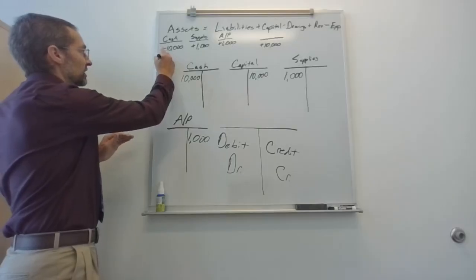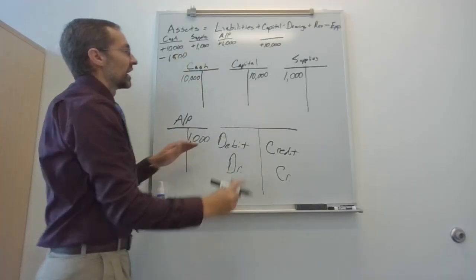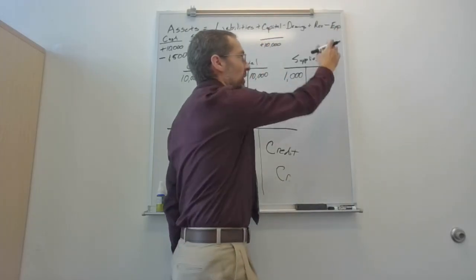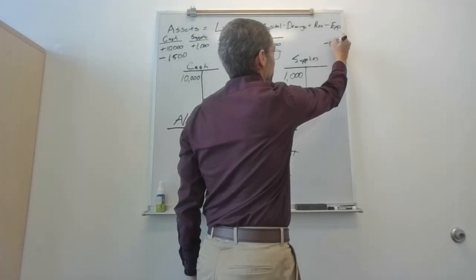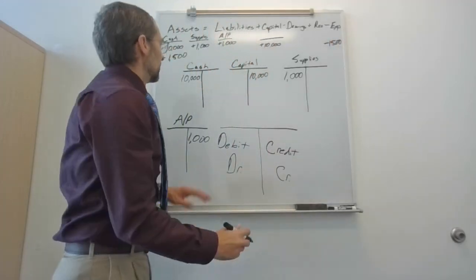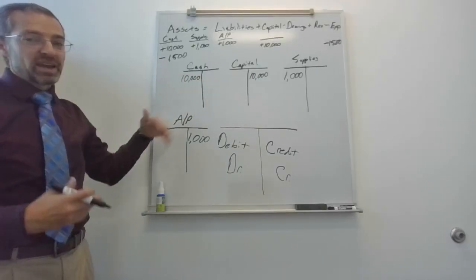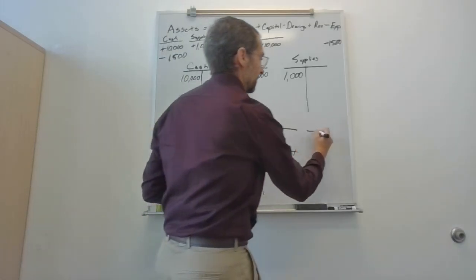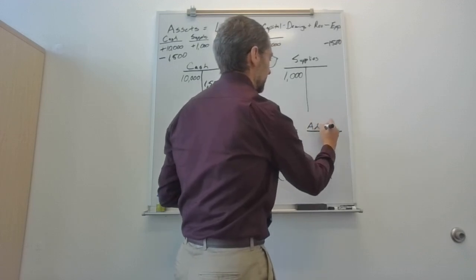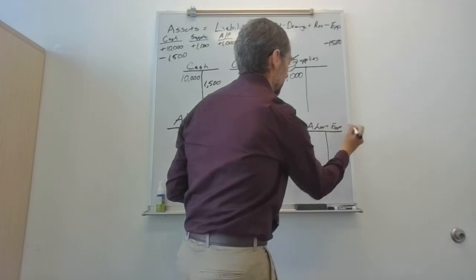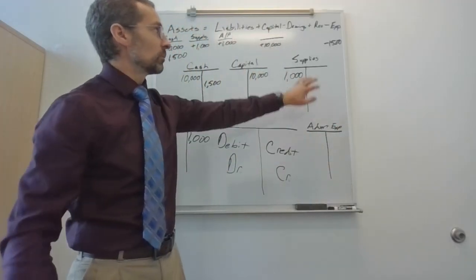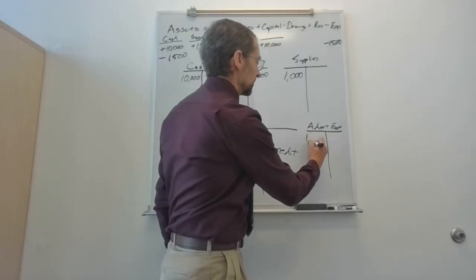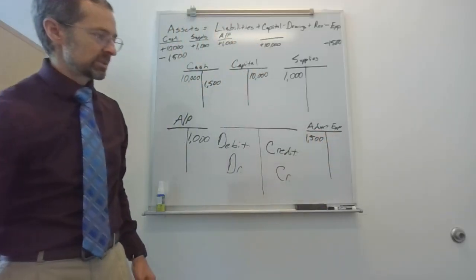So cash is going down $1,500 and our expenses are going up $1,500. In this equation, though, it's a minus, so I'm just going to put a minus here for $1,500. And when cash is going down, I happen to know that I put it on the right side to show that cash is going down. And here's our advertising expense. And I happen to know that when expenses are going up, or we have more expenses than we did before, I have to put it on the left side or the debit side.